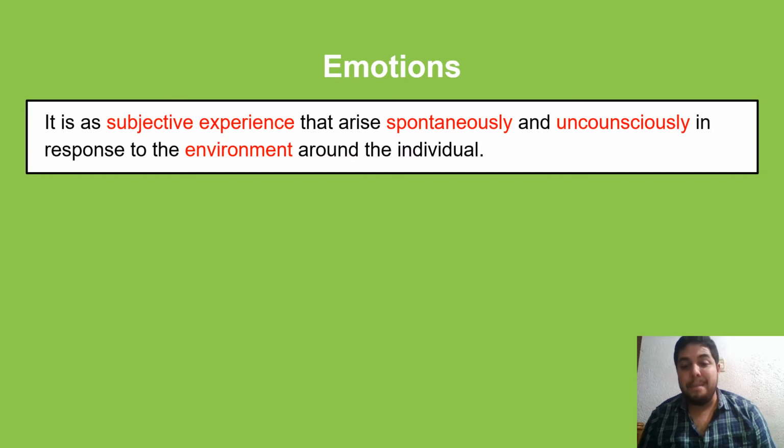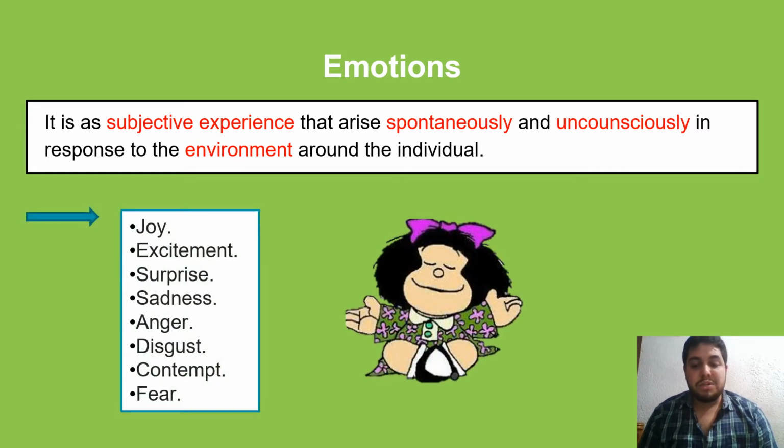Now, to describe emotions. What is the difference between emotions and feelings? We said that feelings are a kind of perception, a physical perception or experience, or even more than that. Now emotions we can define as subjective experiences, but these experiences arise spontaneously and unconsciously. So it's not something that we can control. It's something that just pops up and emerges unconsciously, right? This is because of the response to the environment around the individual. So it appears because something in the environment produces it.